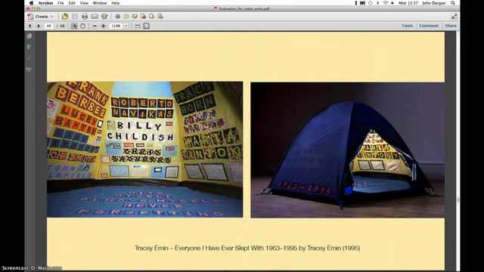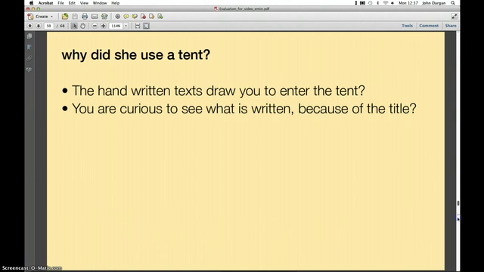So why has she cut things by hand? She does this a lot. If you have knowledge and experience of Tracey Emin's work, there are quite a lot of examples of this sort of thing in her work. Why would she have done that? Do the handwritten text at the bottom help draw you to enter the tent? You're curious to see what's written because of the title, Everyone I've Ever Slept With. Do you want to find out what's been written about the people that she's slept with?